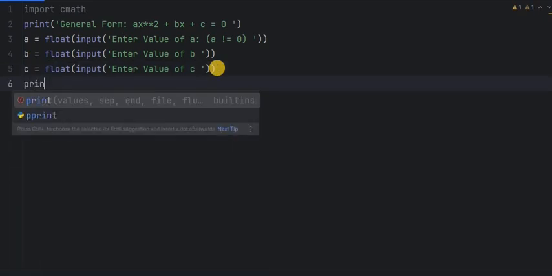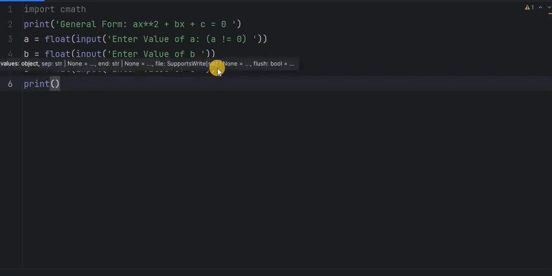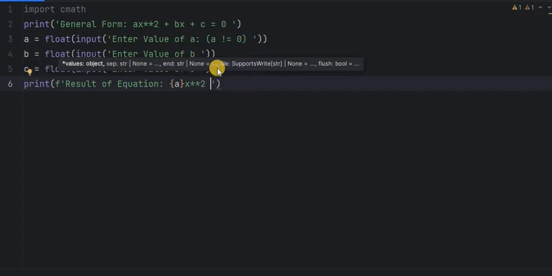So we have here print. Now we are going to use a formatted string. So we have f, then here we have result of equation. After the user might have entered a, b, c, let's see how the thing will look like. So we're going to have a placeholder for a, and we have a x power 2. So we have times x power 2. Then we do the same thing here.